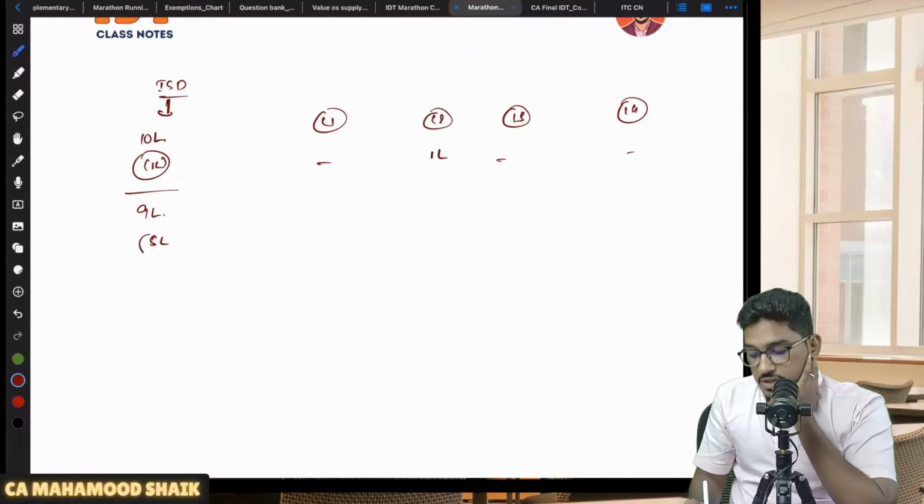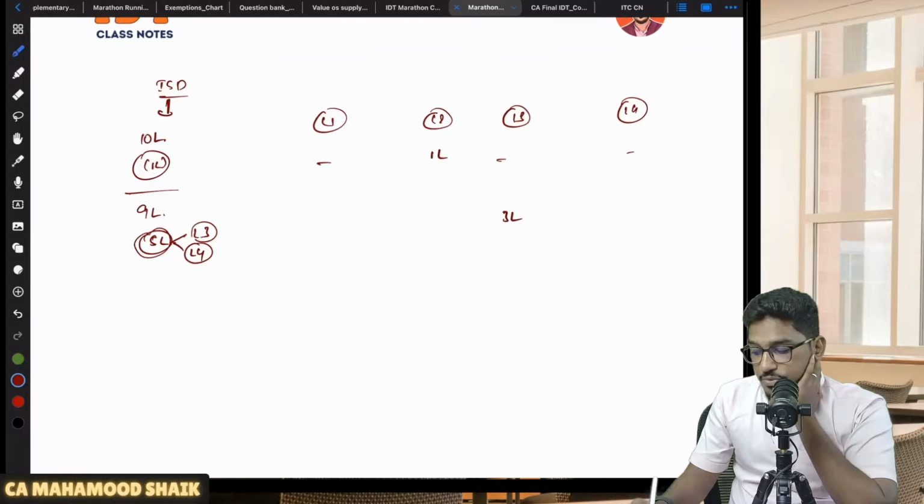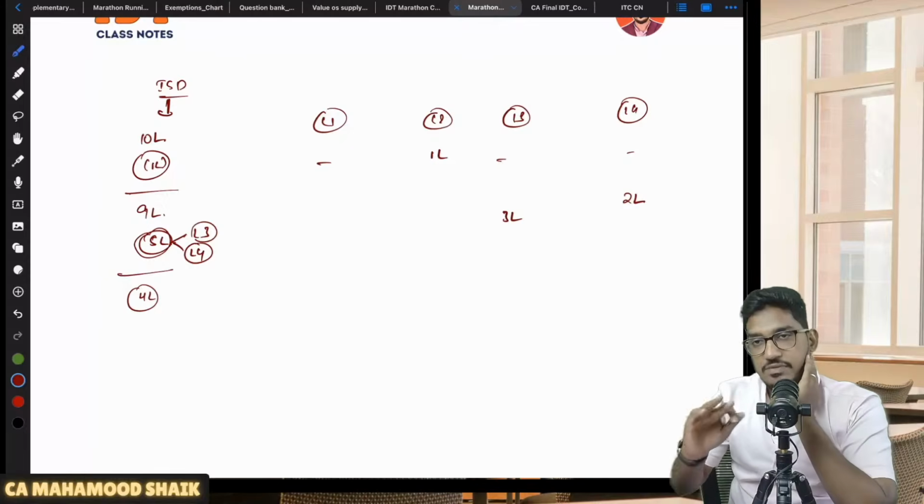Out of this 9 lakh rupees, 5 lakhs is attributable only to location 3 and location 4. So of that 5 lakh rupees, let us say 3 lakhs is attributable to location 3 and 2 lakh rupees is attributable to location 4. That will be attributable to only those 2 locations. After that, how much is left out? 4 lakhs. Now this 4 lakhs is attributable to all the locations. This is a common service for everybody.